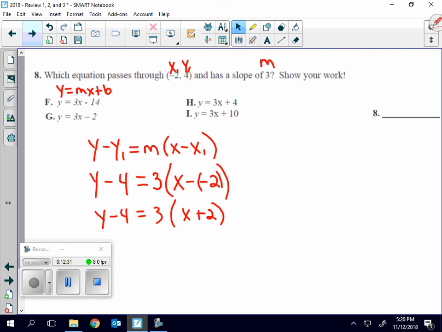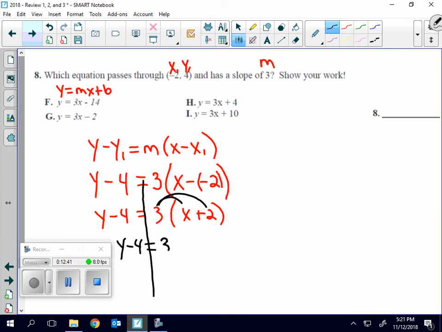Plus a positive. All right, from here, we're going to distribute our 3. So we have y minus 4 equals 3x plus 3 times 2 is 6. And then last, you need to get rid of this -4 by adding 4 to both sides. Make sure you line it up under your constant. So y will equal 3x plus 10. Do we have an answer like that? Yes, we do, right here.